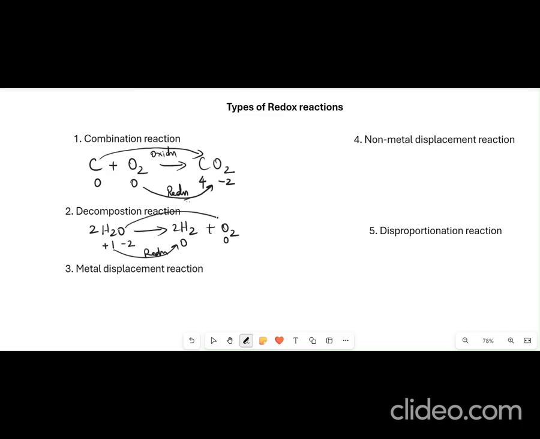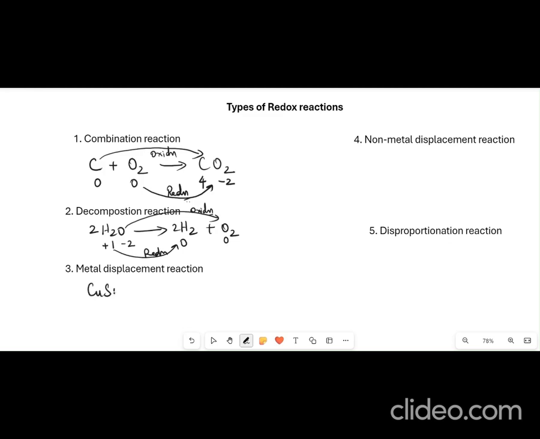Reduction, and here oxidation. So decomposition is a redox reaction, but not all decomposition reactions are redox reactions. There are a few examples like calcium carbonate decomposition where there is no change in the oxidation state, so that will not come under the category of decomposition redox reaction. Next, coming to metal displacement.